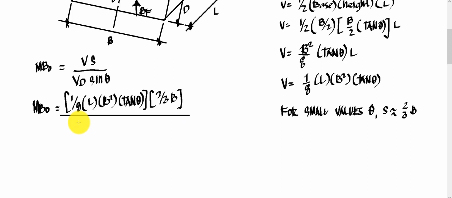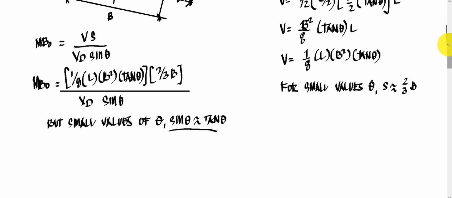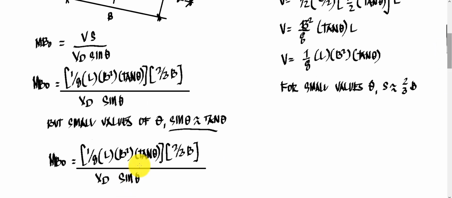So the volume displaced, we have BD divided by the sine of theta. Now for small values of theta, usually when it is small, let's say theta is 0.something or 0.000, the sine of theta and tangent of theta are almost equal. So if they are almost equal, we're going to cancel that one out.